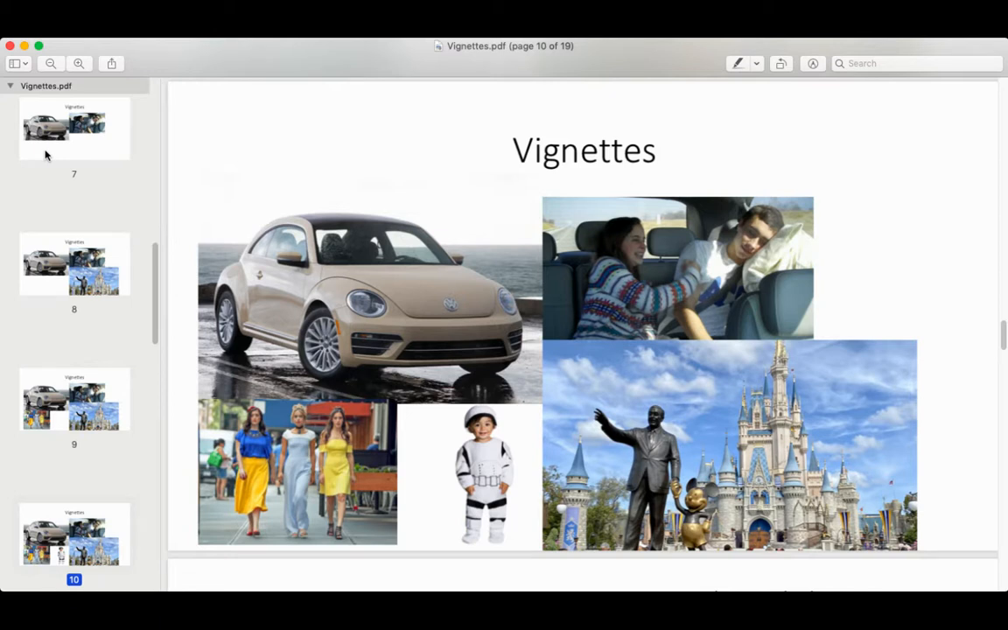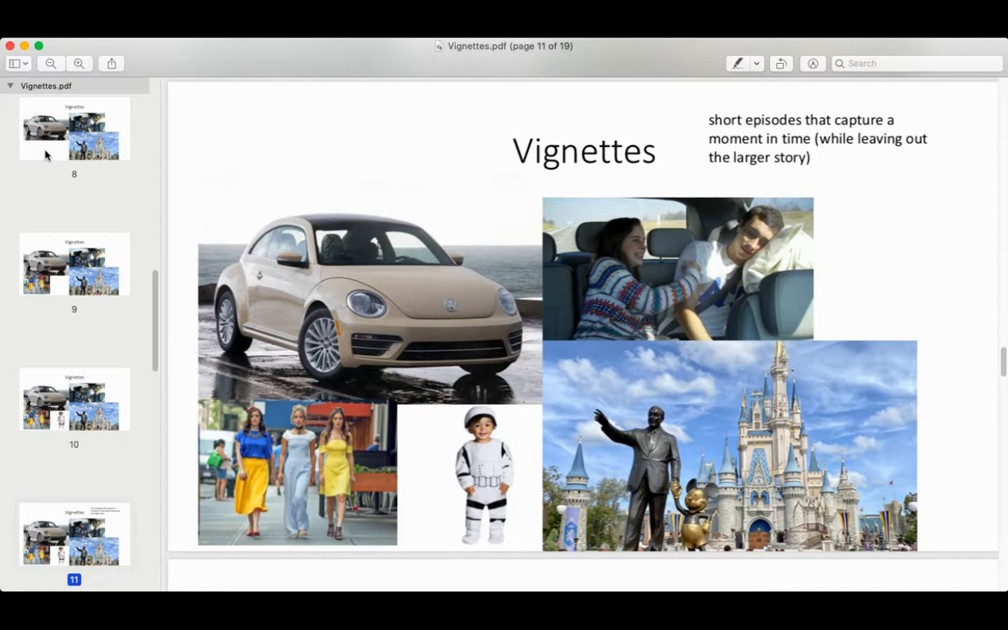Now, all of these scenes that you and your friend keep talking about to each other, those are vignettes, short episodes that capture a moment in time. We're leaving out the larger story and just focusing on little moments. And that's what we're going to find in The House on Mango Street. Each chapter is a vignette. It reveals a little bit more about our narrator, Esperanza, and a little bit more about the neighborhood.